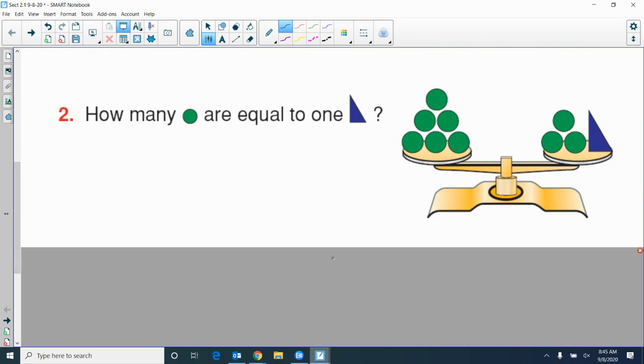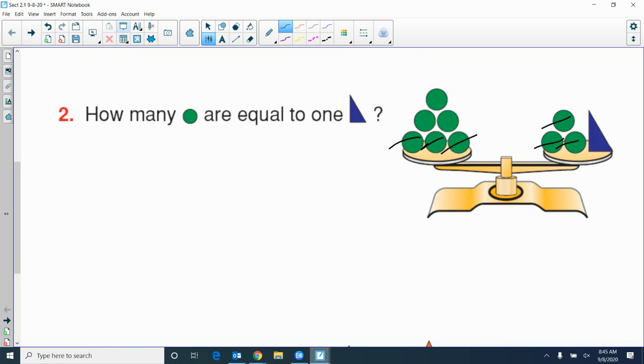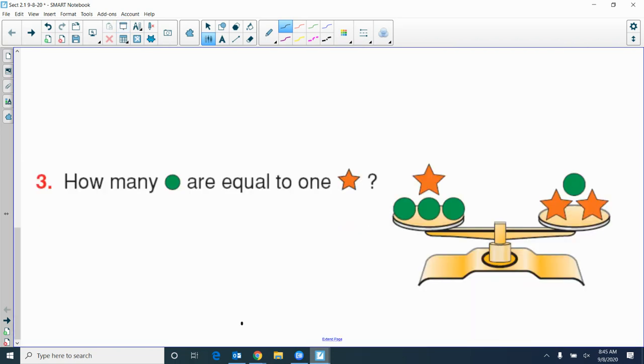All right, how many green circles are equal to one purple right triangle? Okay. Yes. 3. You got 3. So yep. If I take out 1, 1, 1, 1, 1. Whoops. Let me take out this one here. So yes, 3. So I agree with that. And just take a look at this last one.